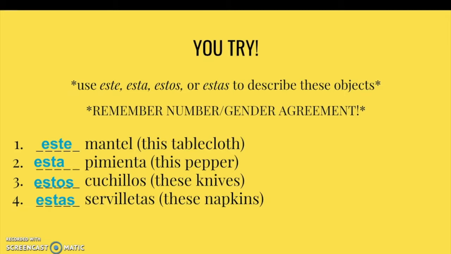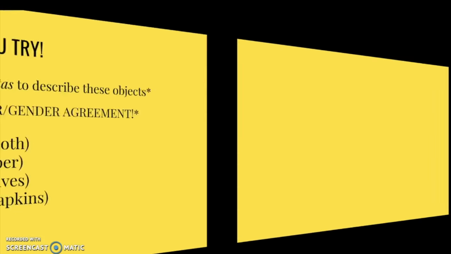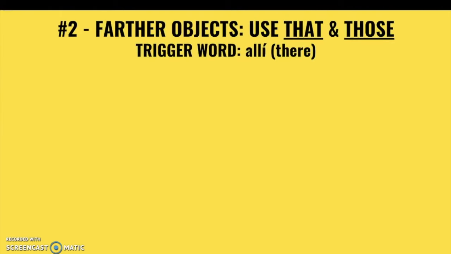With these, again, we have to look very closely. First, deciding, is this singular or plural? You'll notice up here, we used este mantel for a singular and masculine example. Esta pimienta, singular feminine example. That's why we had an A here instead of an E. Now for our plural examples, our plural and masculine example, cuchillos, estos cuchillos. And then for our plural and feminine example, estas servilletas. So, those were the ones that are closer.